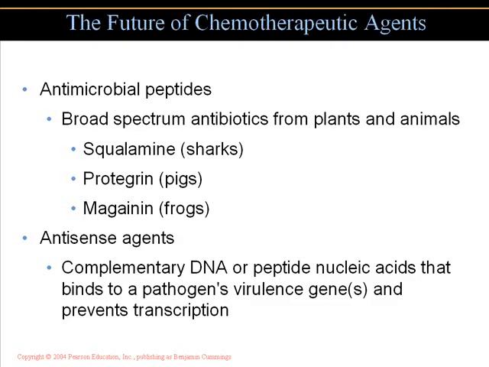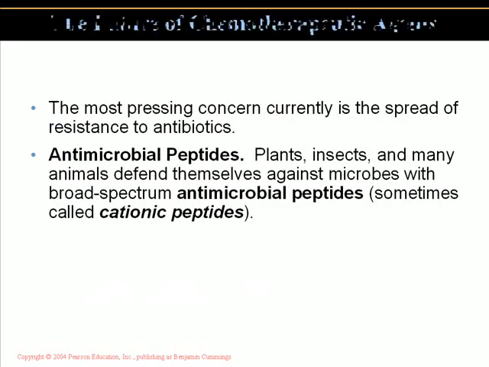Again, the future of chemotherapeutic agents looks at antimicrobials that have broad-spectrum activity. They can be derived from plants or animals. There are other antisense agents, which basically are complementary DNA or peptide nucleic acids that bind to the pathogen's virulence genes and help prevent transcription. The most pressing concern currently is the spread of resistance to antibiotics or the spread of resistant microorganisms.